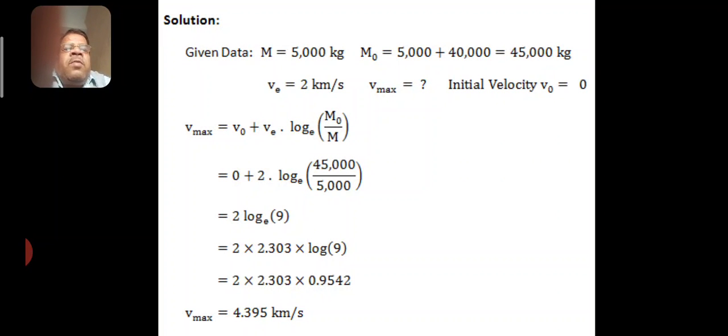Vmax equals v0 plus v log m0 by m to the base e. v0 equals 0, v equals 2, m0 equals 45,000 kg, m equals 5,000 kg. So after simplification, 2 into log 9 to the base e, 2 into 2.303 into log 9, 2 into 2.303 into 0.9542. Final velocity of the rocket is 4.395 km per second.